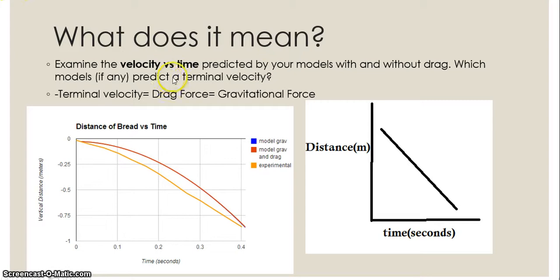So now we have to see if any models predict a terminal velocity. Terminal velocity is reached when the drag force equals the gravity force. Therefore, there is no acceleration and the velocity is constant. From the graphs, it appears the terminal velocity was reached on the model with gravity and drag. The slope stays relatively constant, just like in this example. There is no change in slope. However, for the terminal velocity to be reached, the object would have to fall a greater distance.